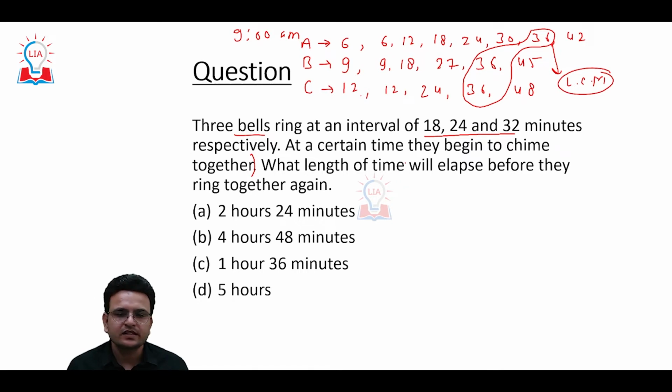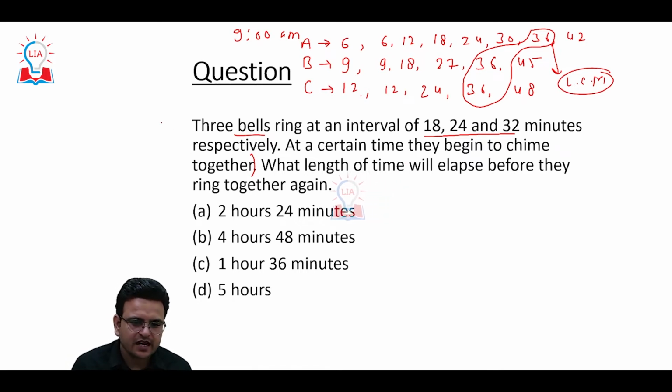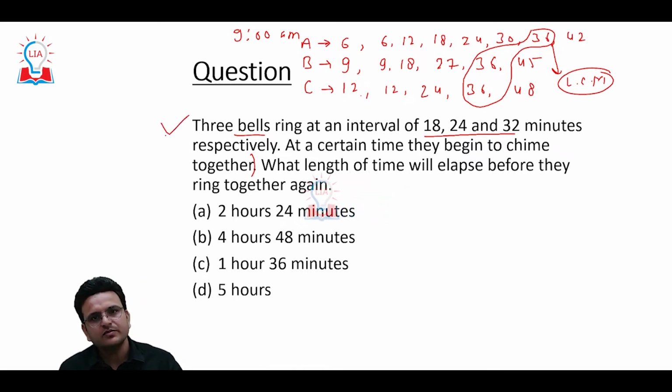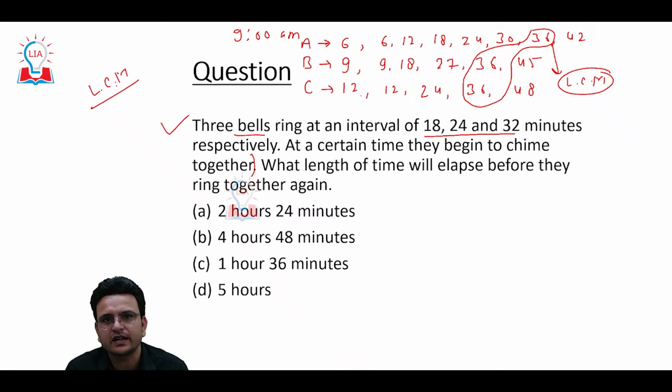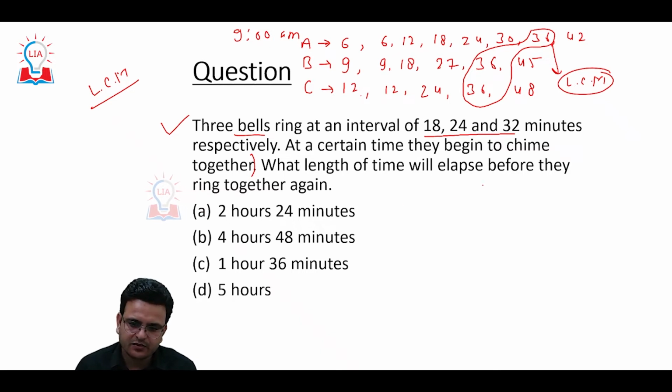Getting the point? It simply means whenever such type of questions come, what should we do? We should just get the LCM, the least common multiple, which means the first time they will ring together again. Here we have to take the LCM of 18, 24 and 32.